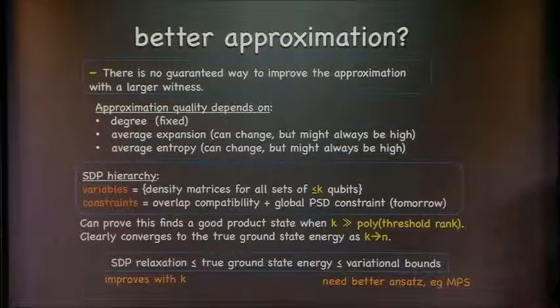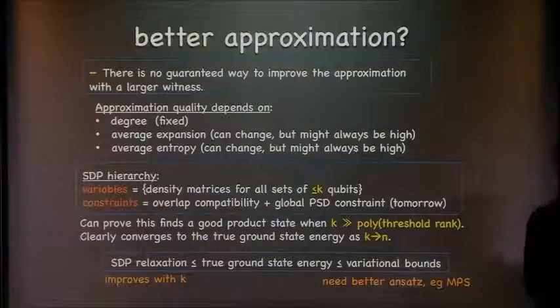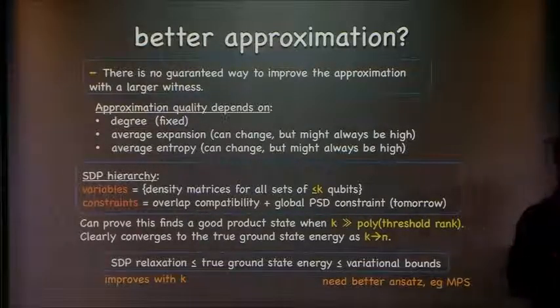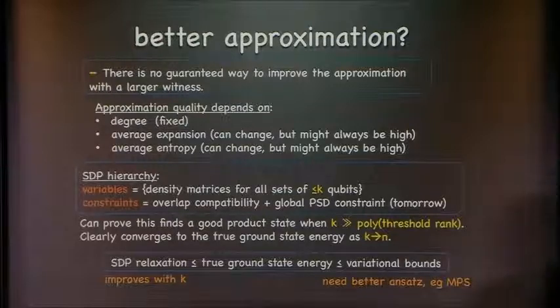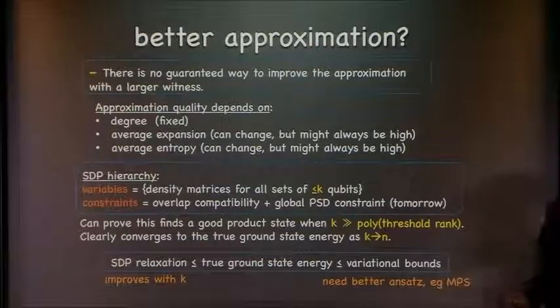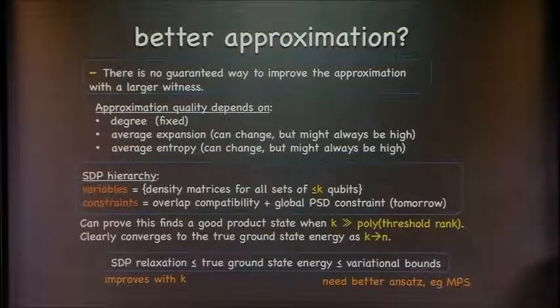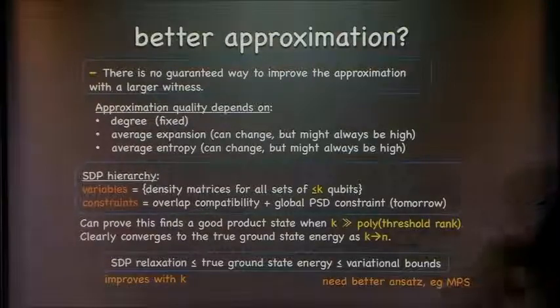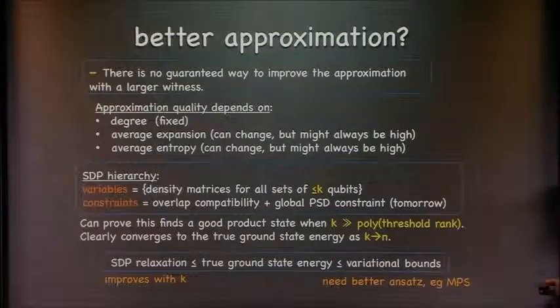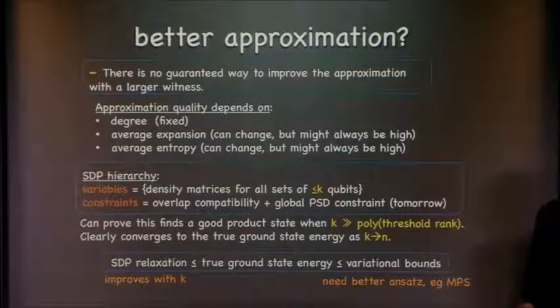Now this SDP is a relaxation. You optimize over density matrices that are locally compatible but may not extend to a true state for the entire system. And so this is a relaxation in that one possibility is that this includes the ground state's true reduced density matrices, but it also includes some spurious density matrices that do not extend to a global solution. And so it will always give you something that's less than or equal to the true energy.